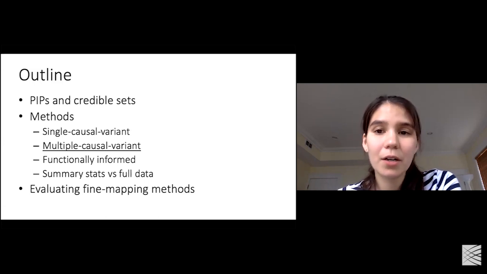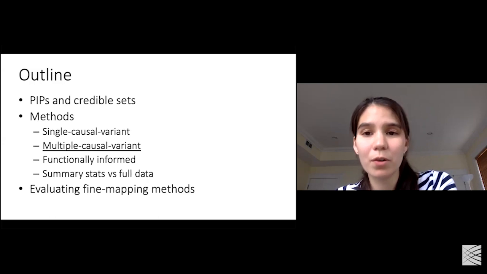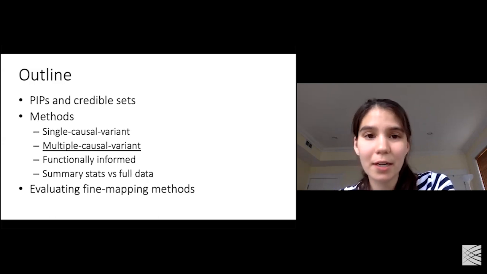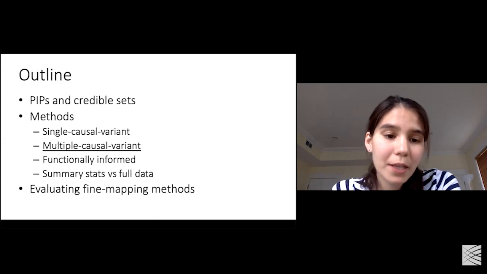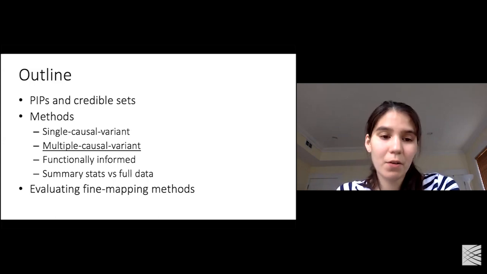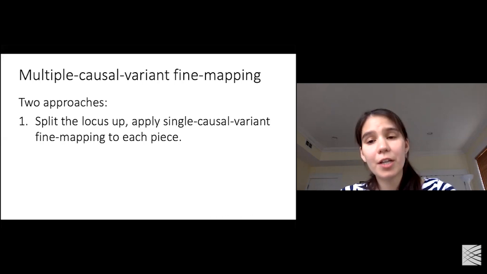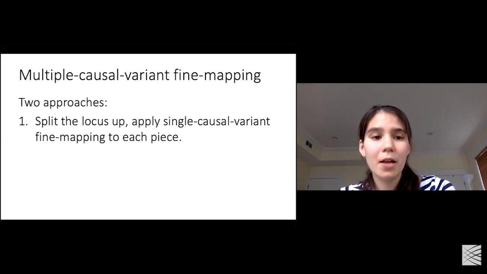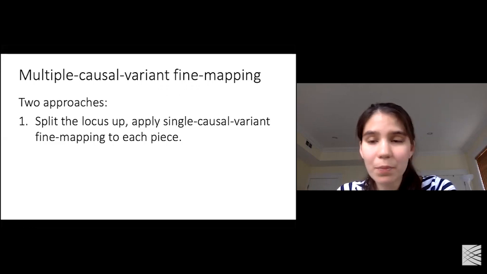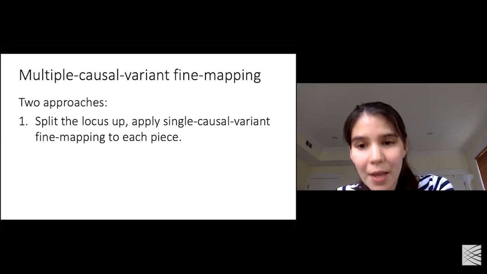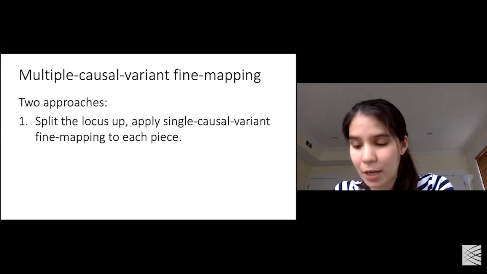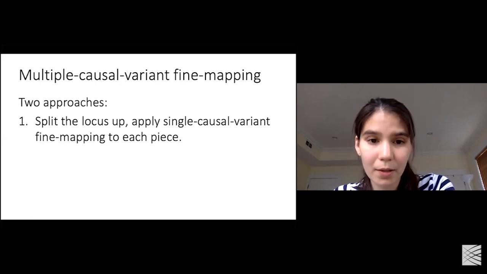And especially as our sample sizes increase, this becomes more and more relevant and is reflected more and more clearly in the GWAS data that we see. So now if we think about multiple causal variant fine mapping, there's two main approaches. The first one is to say, okay, there's multiple causal variants. Let's split our locus up in some way and then apply single causal variant fine mapping, because that's a really robust tool that we can use well.